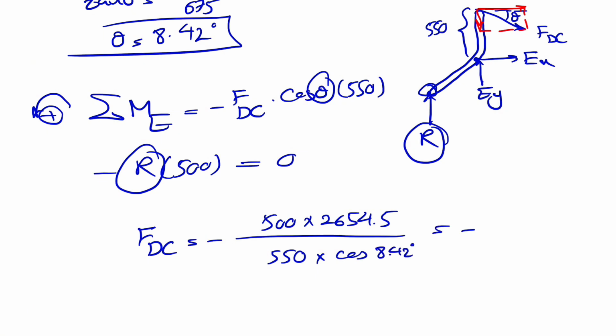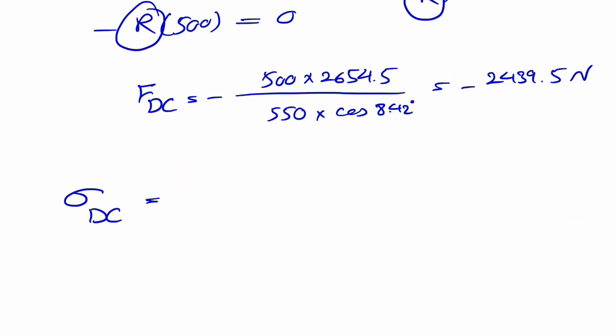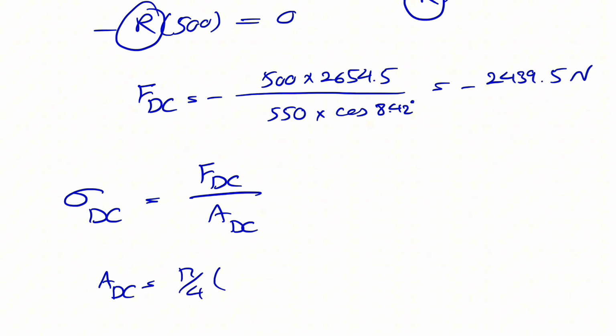If we calculate this, we're going to get minus 2439.5 newtons, and we should be able to find the normal stress at rod DC, which will basically be FDC over the area of DC. The area is pretty easy. We already have the diameter. It will be pi over 4 times the diameter, 25 millimeter, squared.